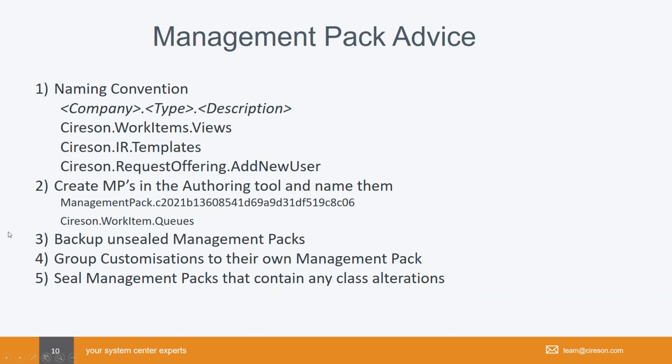The challenge, if you have created management packs out of the box from the console, is that behind the scenes Service Manager gives it a name like this. So you may have called it Cireson Work Items Views or Cireson Work Item Queues, but when you export it, the XML file will be called this. So it's not very intuitive to relate the exported management pack to the actual management pack that you have within the system. But if you create the management pack in the authoring tool, you can name it correctly and ensure that when it's exported, you have the correct naming of that exported XML file as well.